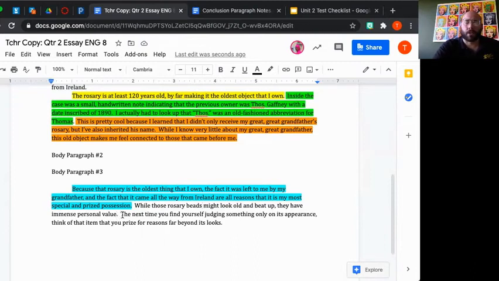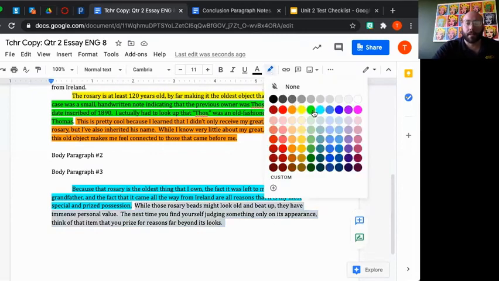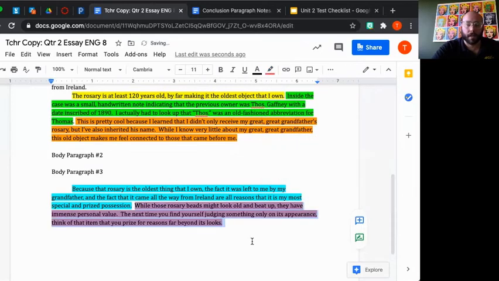Here's my challenge, or my call to action within my challenge. I write, the next time you find yourself judging something only on its appearance, think of that item that you prize for reasons far beyond looks. The reason that this is a call to action and a challenge is because my goal is to get my reader still thinking about my essay and what I'm writing about after they've completed their reading. I've invited my reader to start thinking about, what is one object that I highly prize that maybe my friends and family don't because it looks rather shabby, old, or disused. And just for the sake of my example, let's make that a nice light red.